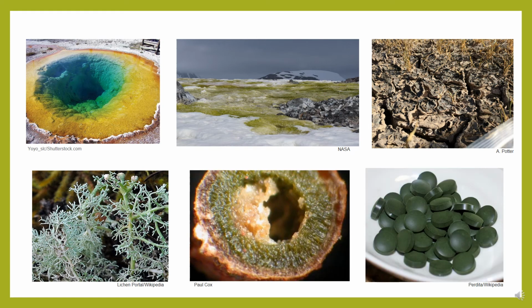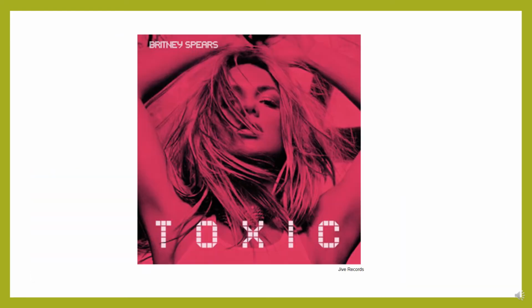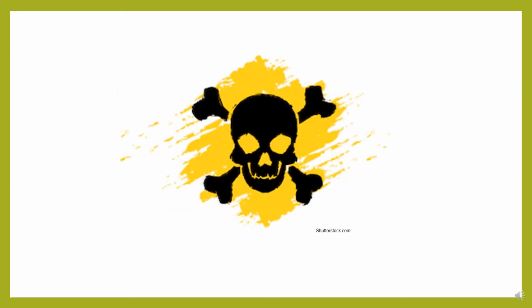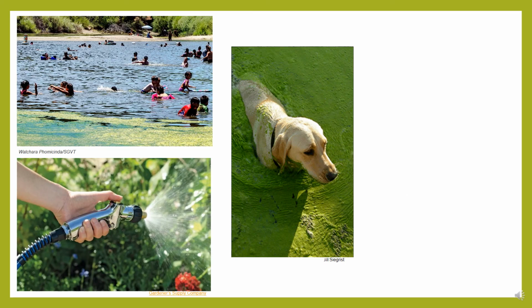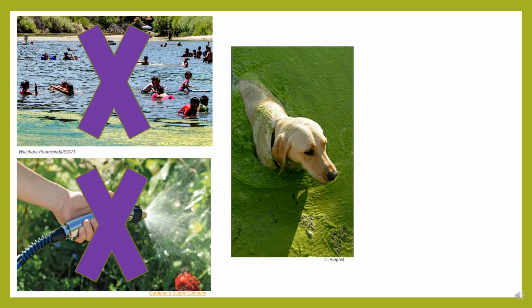In fact, you can even find it in some supplements, which I would never take because it can be, not that kind of toxic. This kind of toxic. This is a list of all of the different types of toxins that you might find in cyanobacteria. You can see that they may affect the liver, the nerves, the skin, the gastrointestinal system, and a lot of different types of cyanobacteria toxins have been linked to ALS, or Lou Gehrig's disease. So if you see a cyanobacteria, you should never do this, or oh gosh, don't do this.